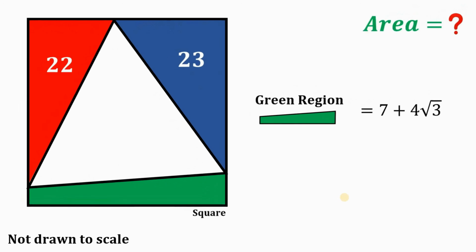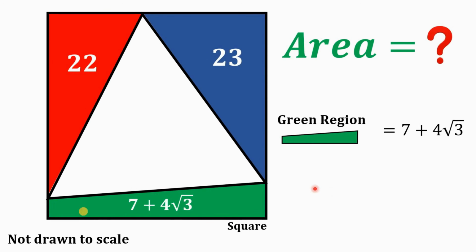Therefore, given this figure, the area of this green shaded region is simply equal to 7 plus 4 times square root of 3 square units. And as always, we are done.